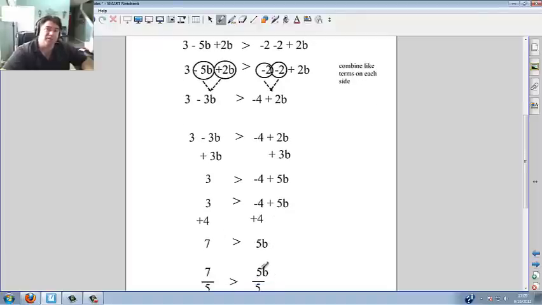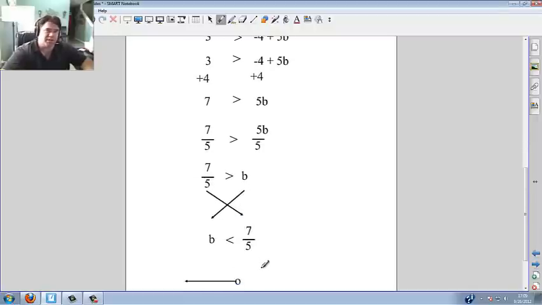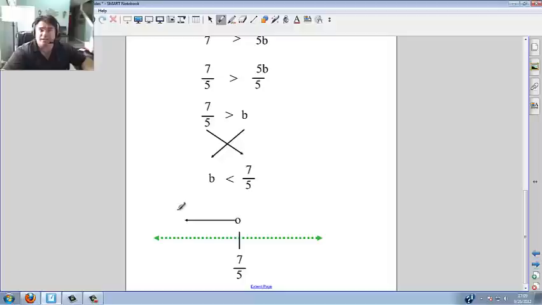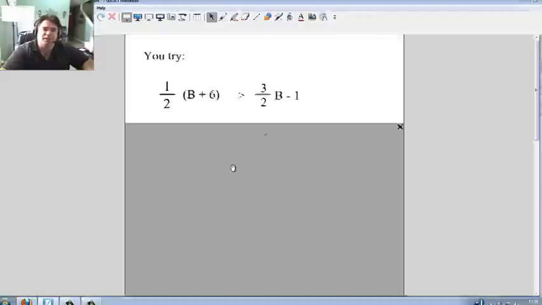Now, instead of times 5, we're going to divide by 5. Divide 5 on this side, divide 5 on this side. And now, really, you have 7/5 is greater than b. Flip, flop. b is now less than 7/5, or 1 and 2/5, or 1.4, or whatever makes you happy. So since it's less than, it's open circle, and less than once again. Seems to be my favorite example is less thans. Alright. You try again. Go ahead and give it a shot.